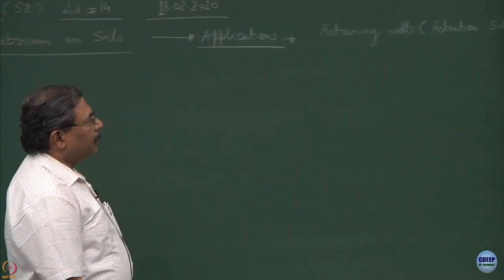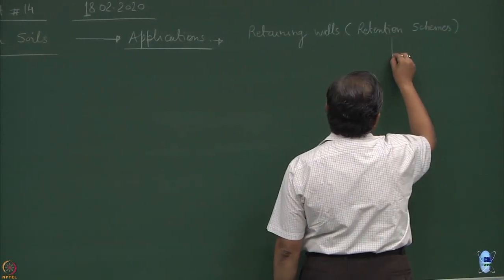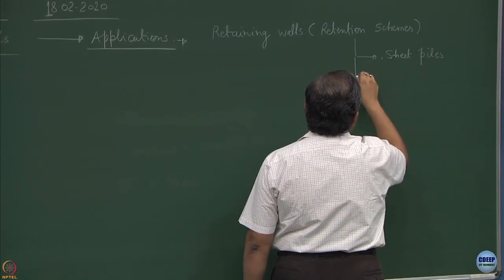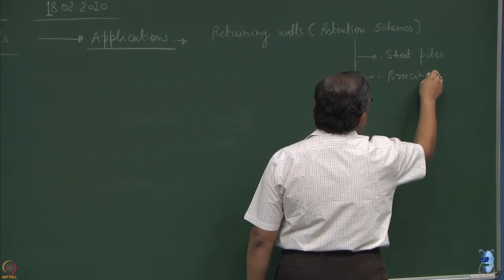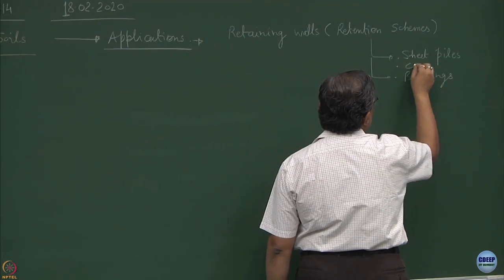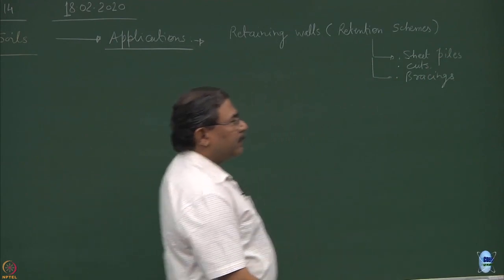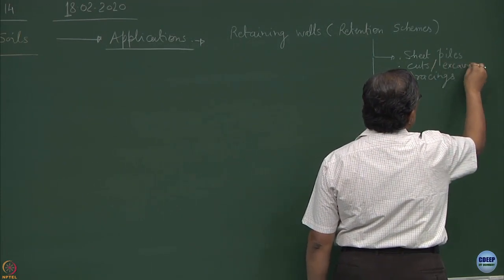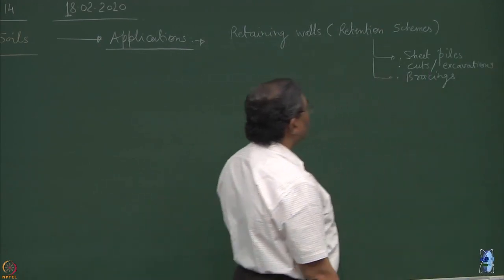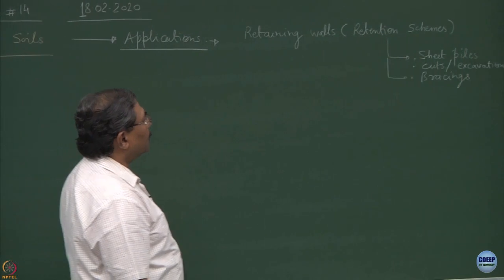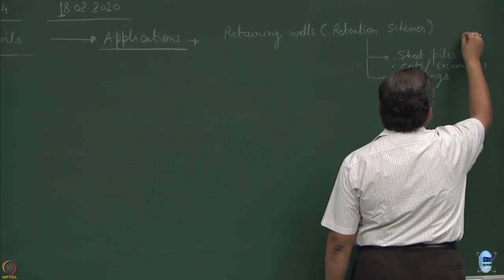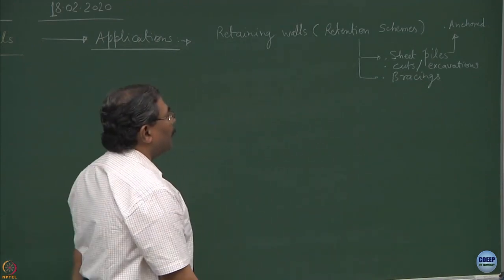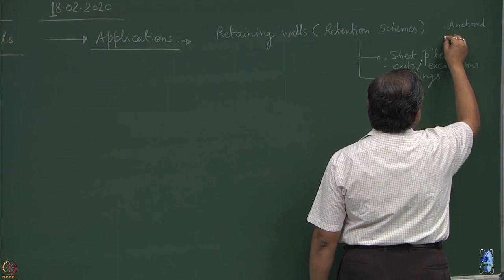And when we talk about the retaining walls and the retention schemes, the most prominent one which we are going to discuss would be the sheet piles. We will be talking about the bracings. And before we talk about the bracings, we will be discussing about the cuts in the soils. These are also known as excavations. We will be talking about different types of sheet piles or the retention systems. This would be anchored sheet piles, all right, and you may say non-anchored also.